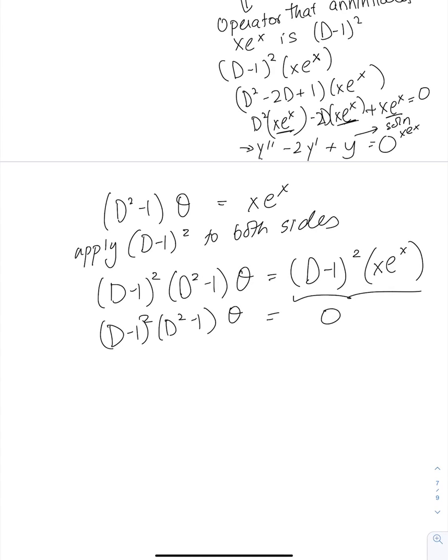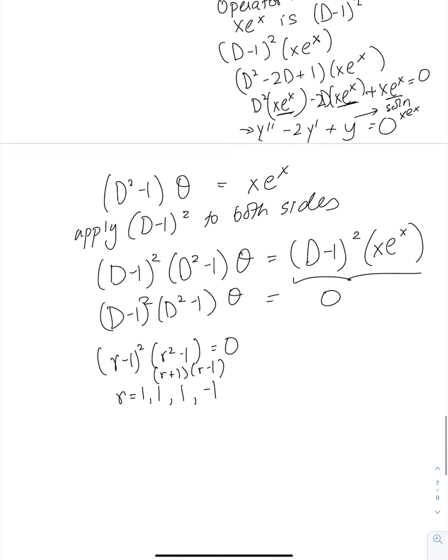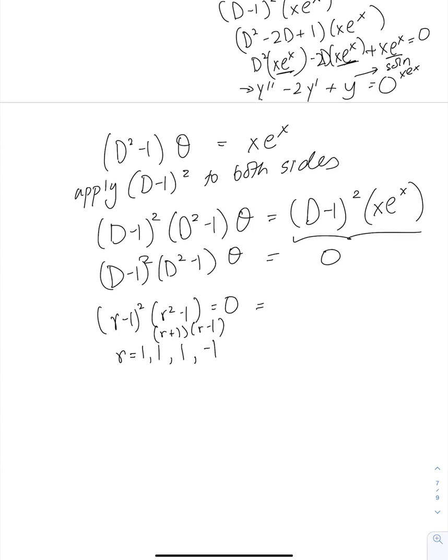And how do we solve it? We look at the roots of the auxiliary equation. So what is it? R equals 1, 1, and this is R plus 1, R minus 1. So it is 1 repeated 3 times and negative 1. Or if you want, rewrite this as R minus 1 squared times R minus 1 times R plus 1, so R minus 1 cubed times R plus 1, whichever way, it's fine. So 1 is a root that's repeated 3 times and negative 1 is just there once.